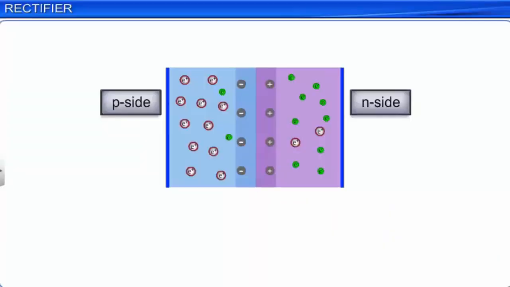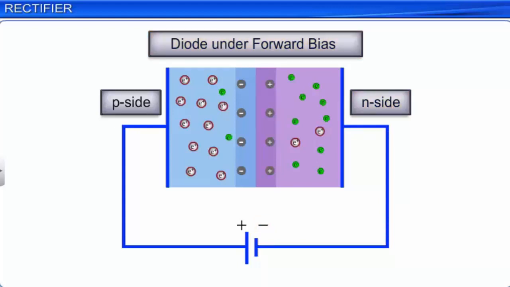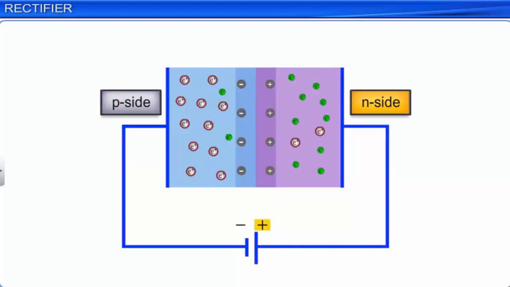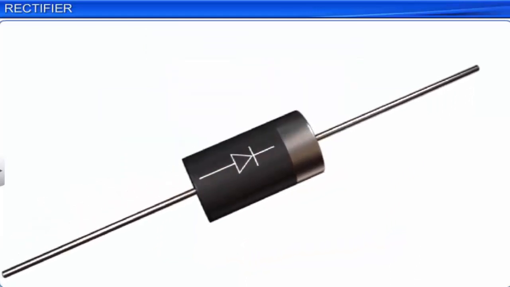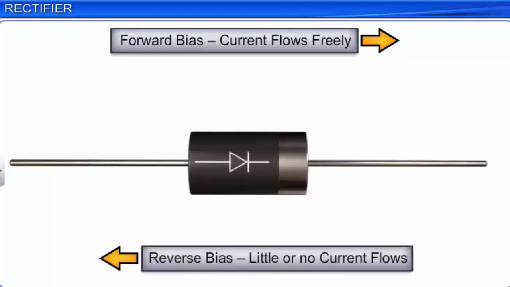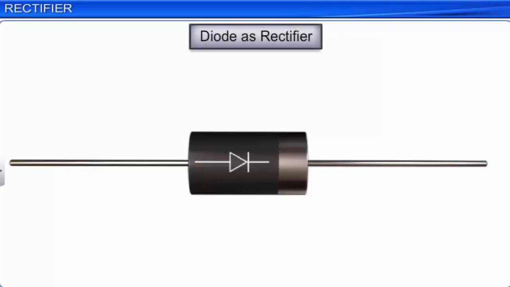You have already learned that when the P side of a PN junction diode is connected to the positive terminal of a battery and the N side is connected to its negative terminal, the diode is said to be forward biased. And when the P side is connected to the negative terminal and the N side is connected to the positive terminal, the diode is said to be reverse biased. You have also learned that a diode allows free flow of electric current under forward bias, but allows little or no current to flow under reverse bias. This property allows a diode to work as a rectifier. A rectifier is a device that converts alternating current into direct current.